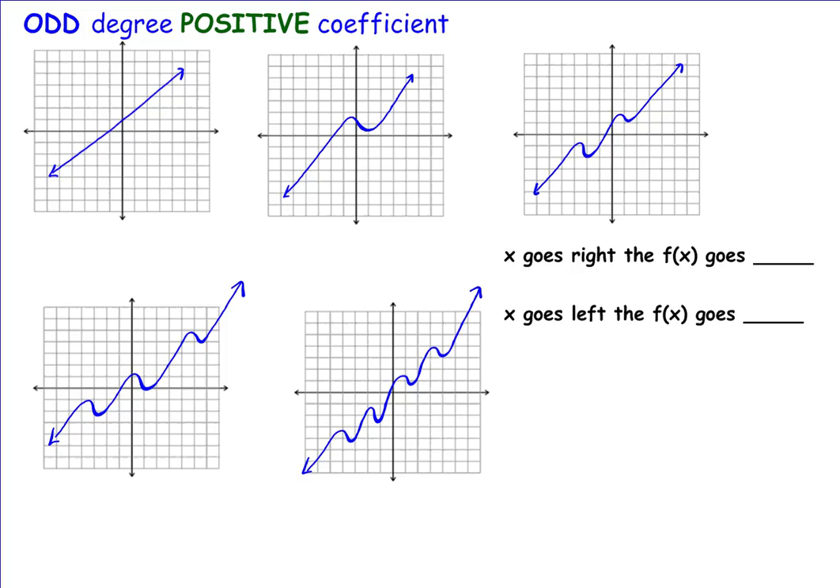Today's topic, function characteristics, part 2. Alright, now, here's all my odd degree positive coefficient functions. Today we're going to talk about what happens when x goes to the right.